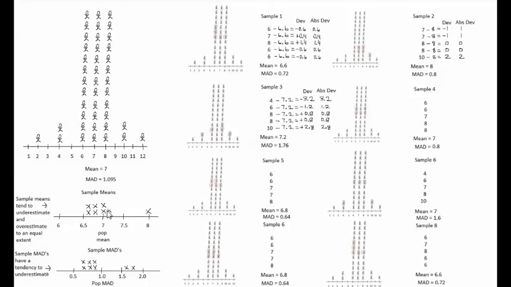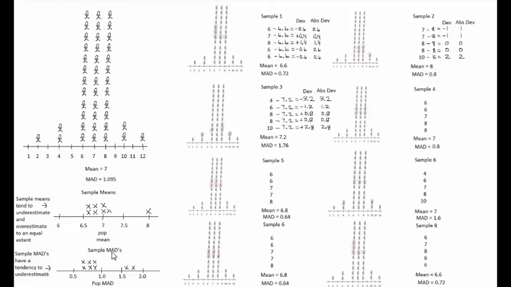If we continued to select more samples and calculate more sample means, the number of sample means that would pile up on the underestimation side would be about equal to the number of sample means that would pile up on the overestimation side.